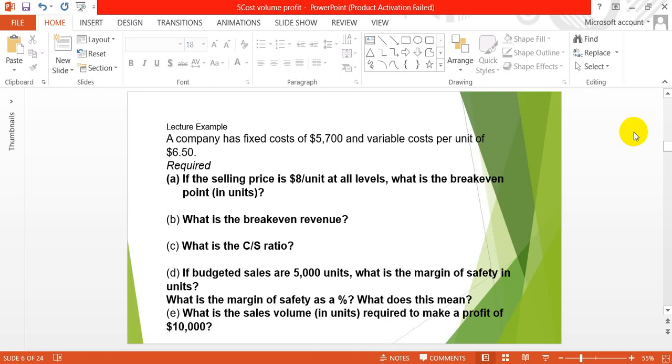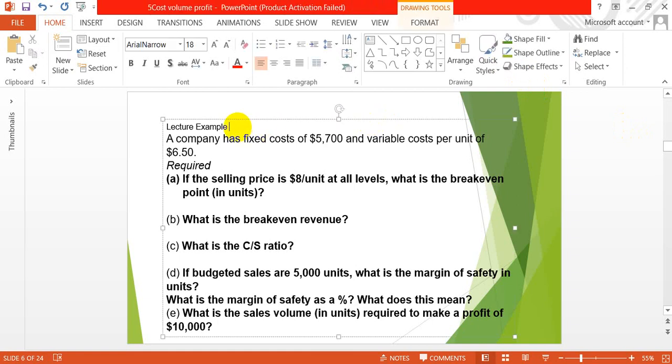We now apply these formulas in an example question. So we have this example question. A company has fixed costs of $5,700 and variable cost per unit of $6.50. We are required to compute the break-even point in units if the selling price is $8 per unit at all levels.